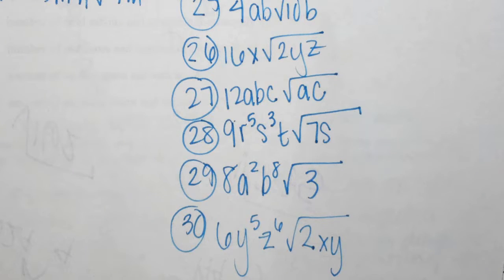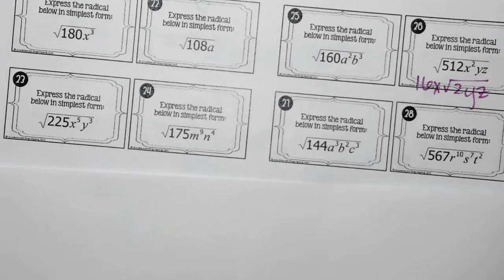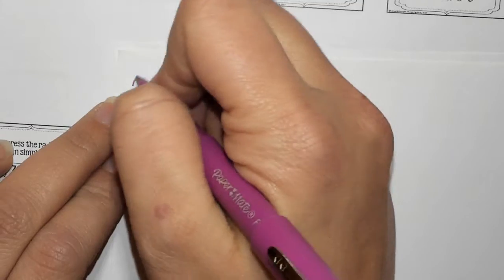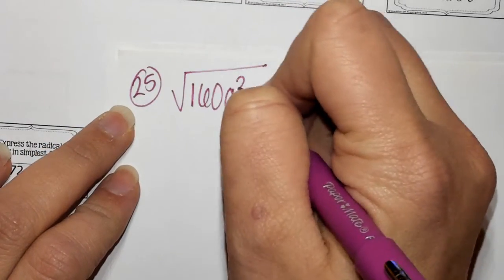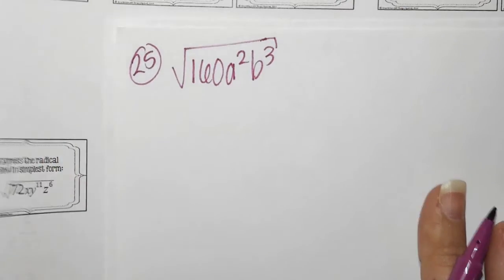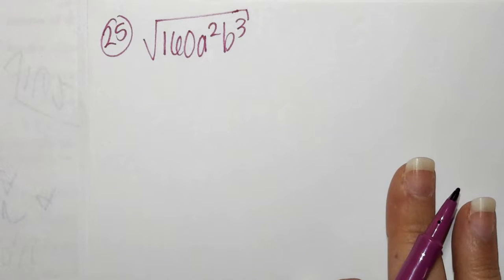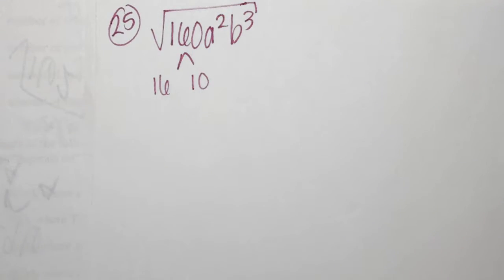Oh, okay. So number 25 says the square root of 160 a squared b cubed. First, we have to find the biggest perfect square that goes into 160. What do you guys think that is? 16. Okay, so you should have broken it down into 16 and 10. Is everybody with me on that?